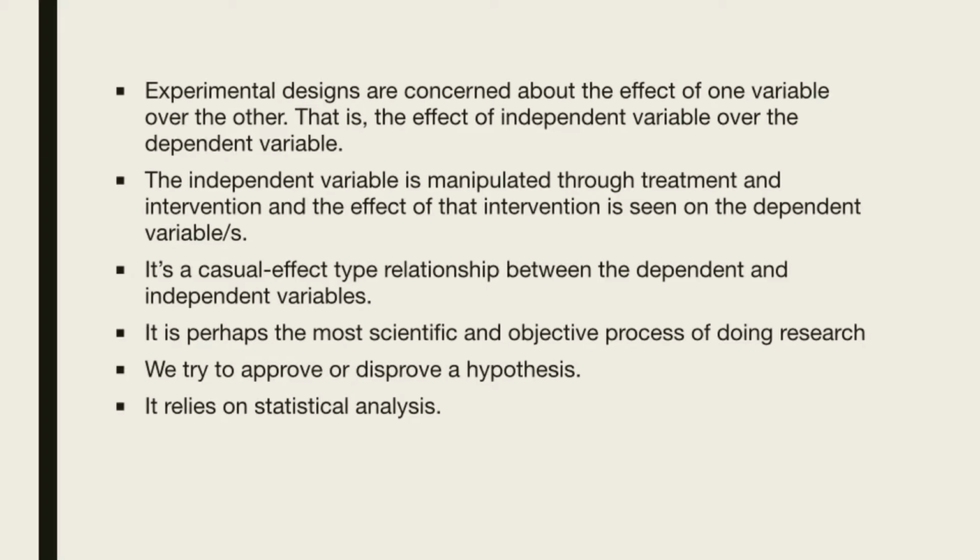In experimental designs, we are concerned about the effect of one variable over the other, which means we want to check the effect of the independent variable over the dependent variable. The independent variable is manipulated through treatment and intervention, and its effect is seen on the dependent variable. It's like a cause and effect type relationship where the dependent and independent variables mingle together to give a cause-effect relationship, and we try to analyze the depth of this cause and effect relationship.